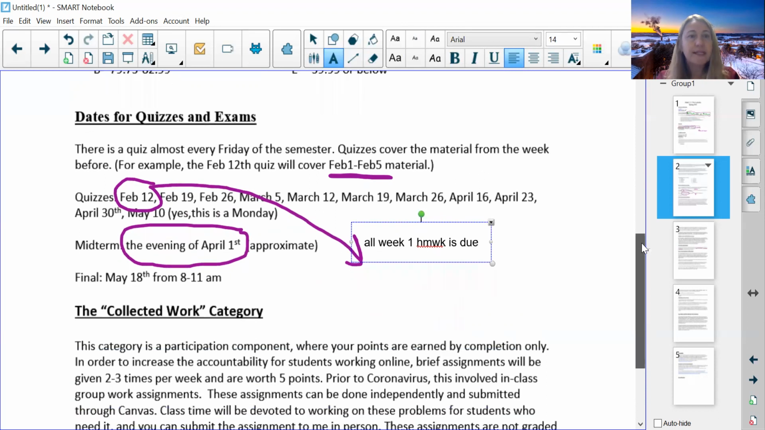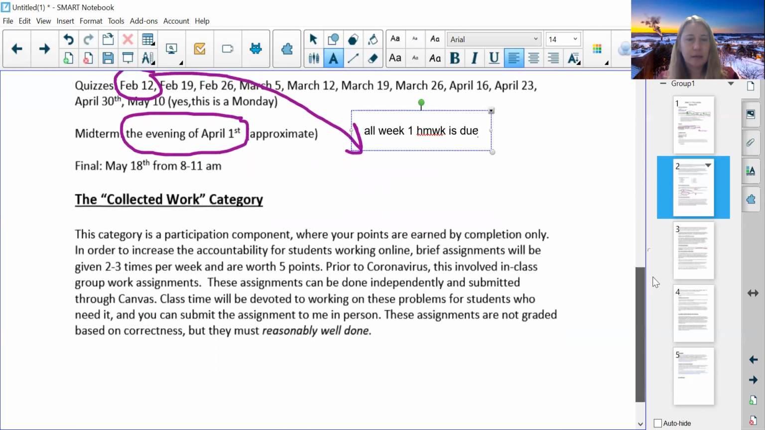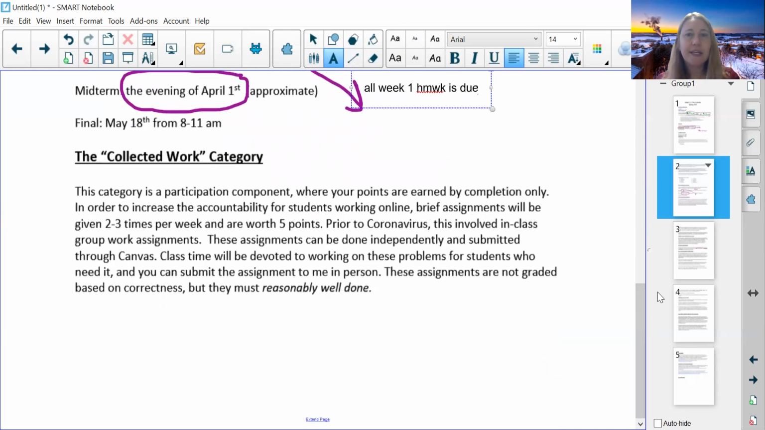Other things in the collected category section. Prior to the pandemic, I always had a collected work participation type of requirement where I would have students in class get into groups, and they would do a group assignment, and then I would collect one paper per group. Obviously, the pandemic has prevented us from doing work in that way.